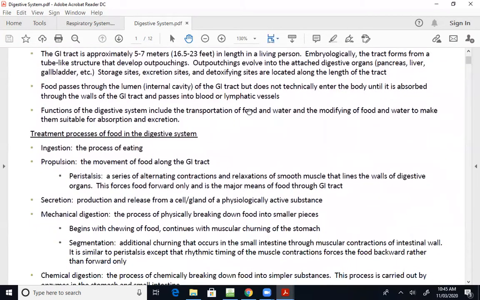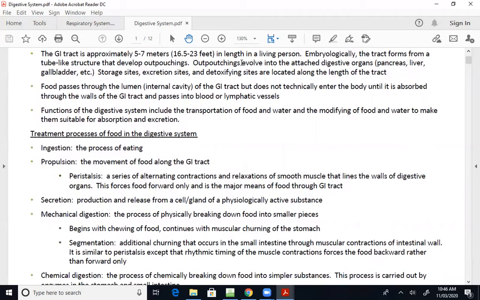Our tract itself is about 5 to 7 meters or 16.5 to 23 feet in length in a living person. And I put the caveat in here in a living person because after we die, we lose the tension in the muscle that lines our tract. And actually the tract will actually grow in length. Okay. The majority of the length comes from the small intestine.